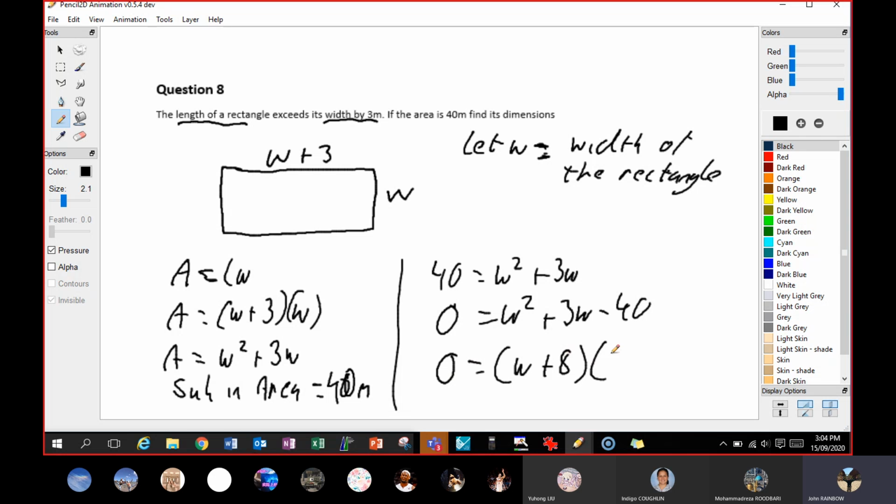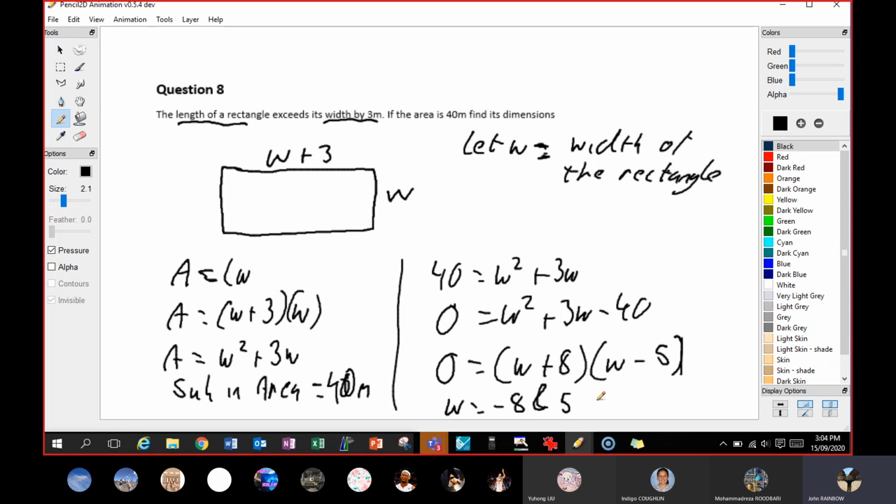That would give me 8W, and that would give me minus 5W. So we've got those values there. Now I can use the null factor law. Therefore, W needs to equal negative 8, because if I substitute negative 8 in here, that's going to give me 0, and 0 times anything gets me nothing. Or it could be 5. 5 minus 5 is 0, and 5 times 13 is still 0. That's why we make it equal 0, because then if you factorize it, you can see what number it needs to be to make this statement true.